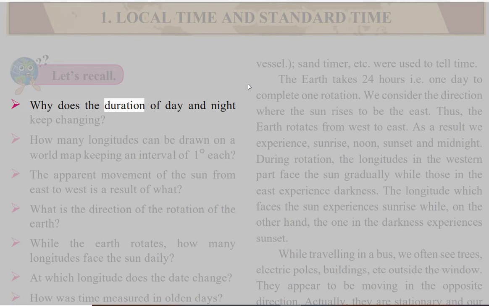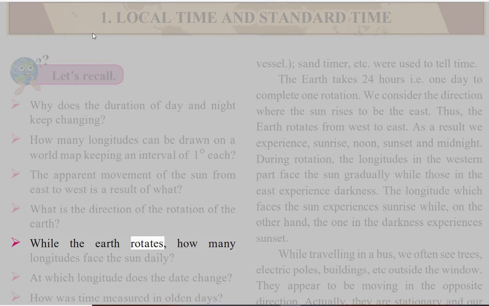Why does the duration of day and night keep changing? How many longitudes can be drawn on a world map keeping an interval of 1 degree each? The apparent movement of the sun from east to west is a result of what? What is the direction of the rotation of the earth?